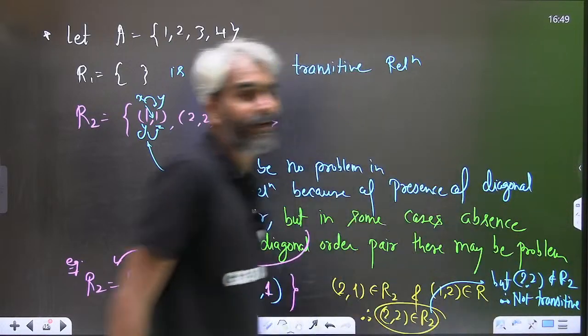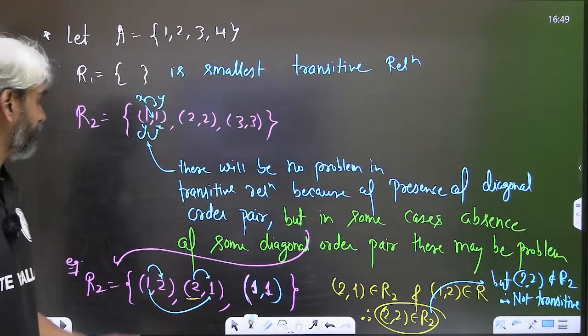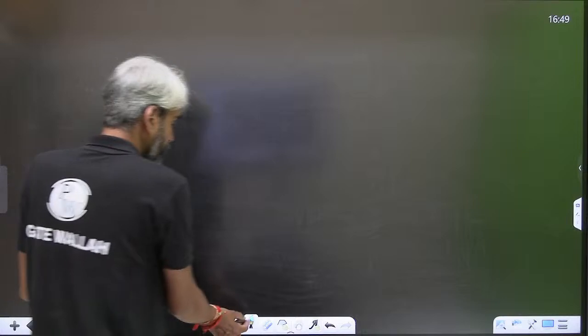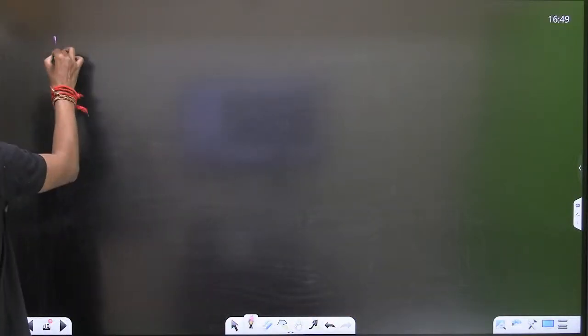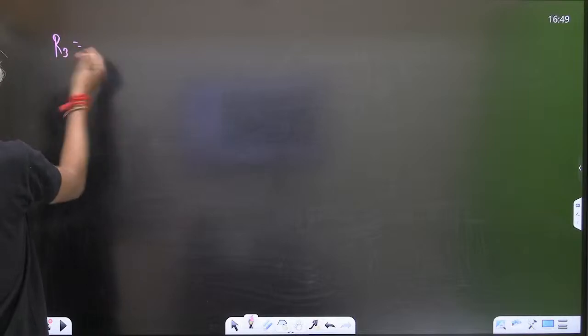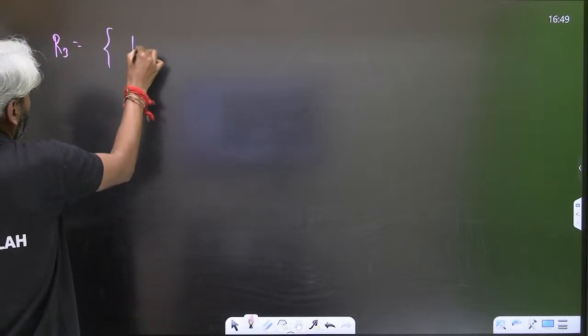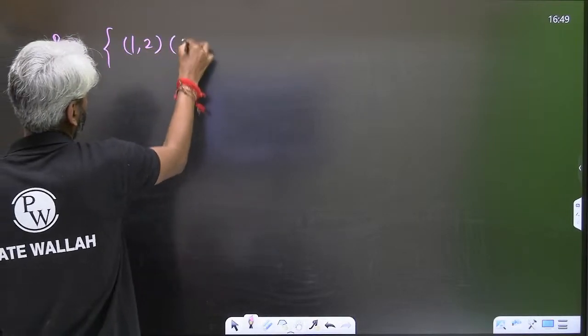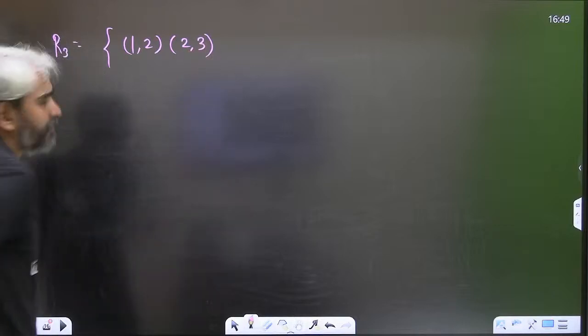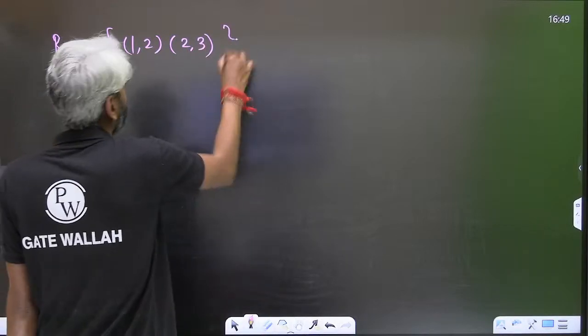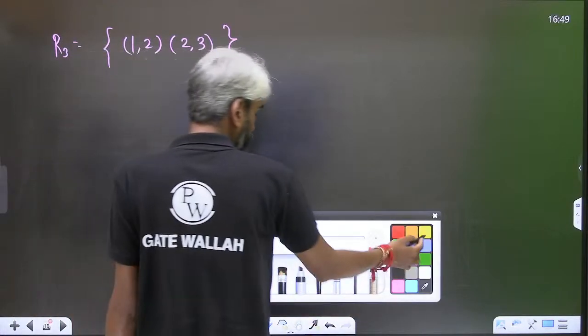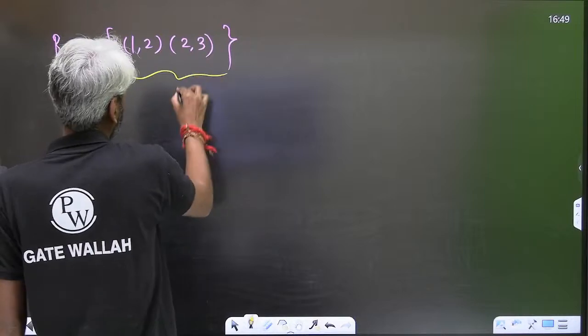But it is not only with respect to diagonal ordered pairs that a relation is not transitive. Sometimes because of the absence of a non-diagonal ordered pair also, the relation may not be transitive. So, relation R3. Let's see, if I say (1, 2), then I say (2, 3). Is this relation transitive? No, sir, not transitive. Why?